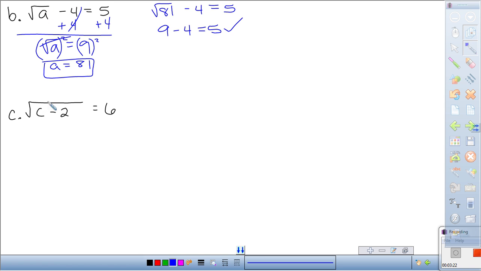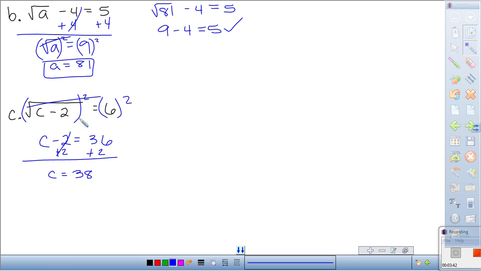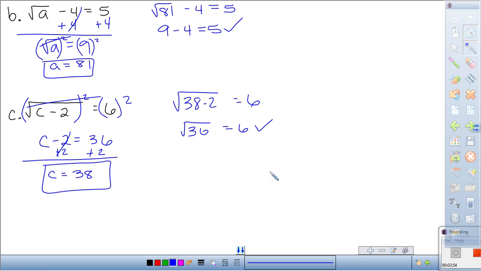Last one on C. So this one was like the B in our original example. So the radical is already isolated, and so we just go ahead and square both sides to get rid of our radical. Squaring and square rooting cancel each other, so we have c minus 2 equals 36. Add 2 to both sides, so that c equals 38. And then to check, just plug it in. So the square root of 38 minus 2 equals 6. 38 minus 2 is 36. The square root of 36 is in fact 6. So our answer is correct. c is 38.